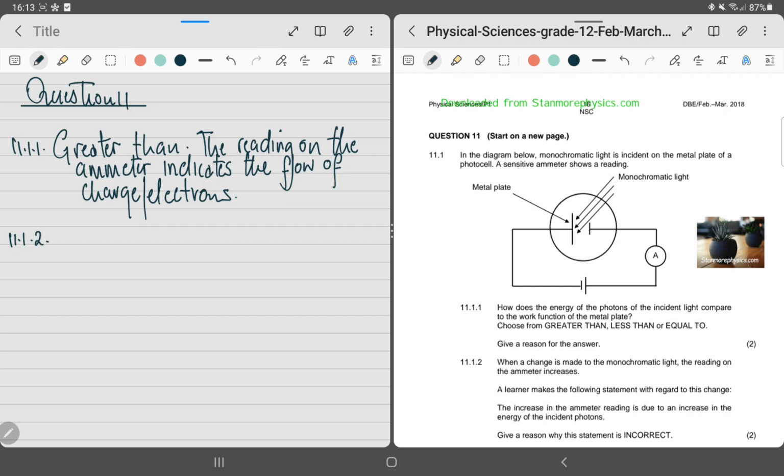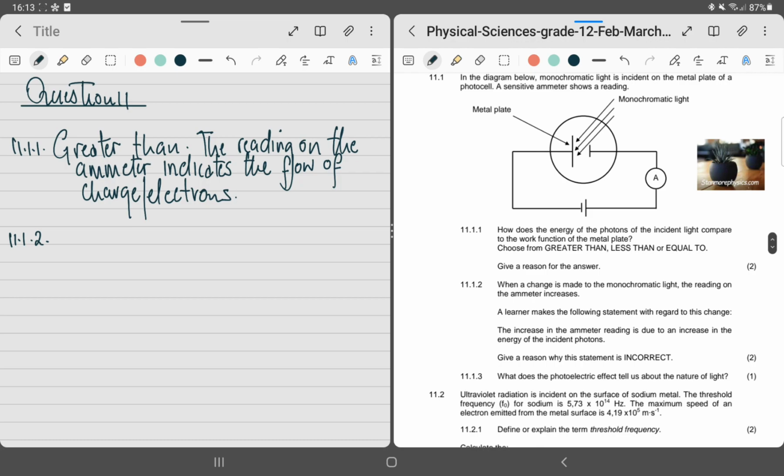11.1.2. When a change is made to the monochromatic light, the reading on the ammeter increases. A learner makes the following statement with regard to this change. The increase in the ammeter reading is due to an increase in the energy of the incident photon. Give a reason why the statement is incorrect.